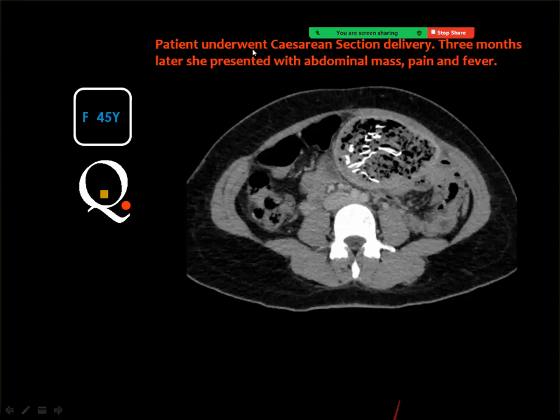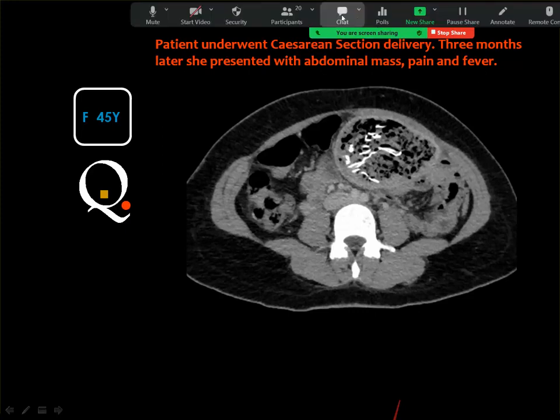This patient underwent a cesarean section. 3 months later, she presented by abdominal mass, pain, and fever.